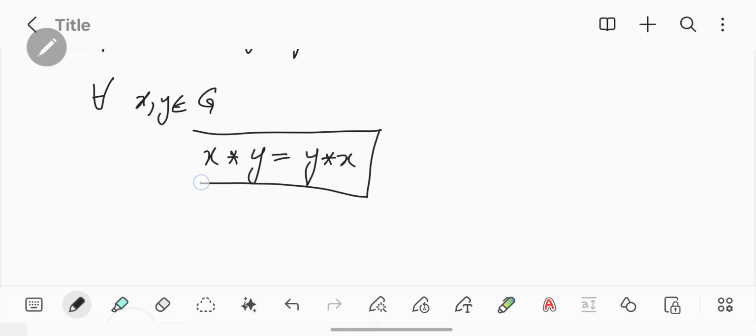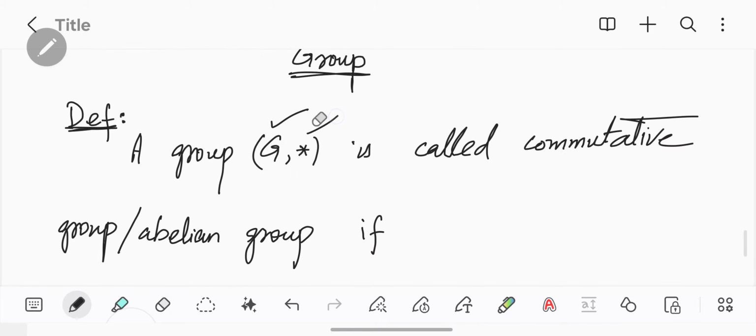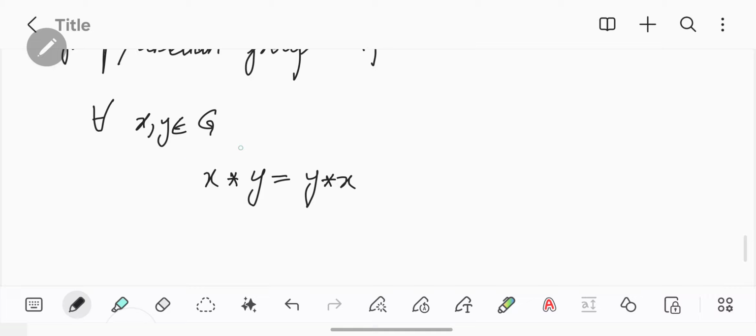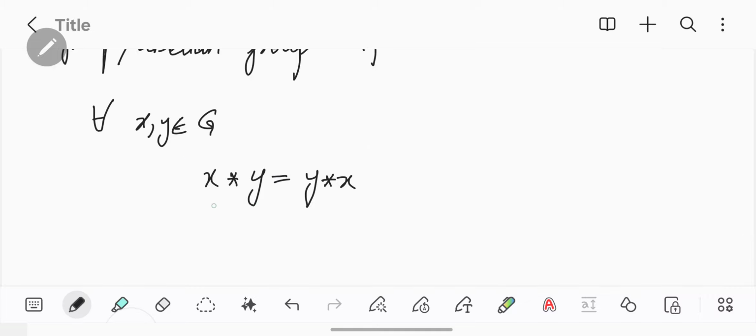If this property is satisfied, then we say that the group with respect to the binary operation star is called commutative group. What's the property? X star y is equal to y star x. What does that mean? Either you operate x with y or you operate y with x, you will get the same answer for every pair of x and y in the group G. If this is true, then we say that the group is commutative.